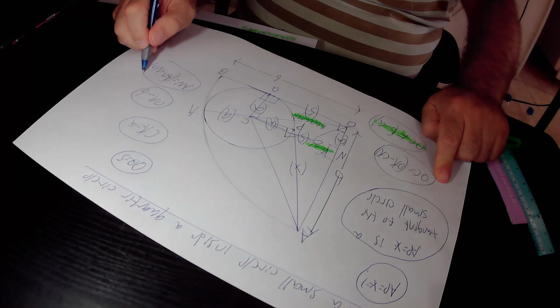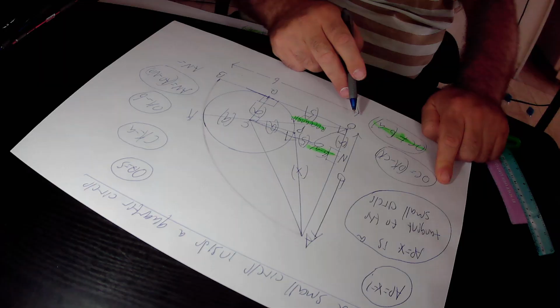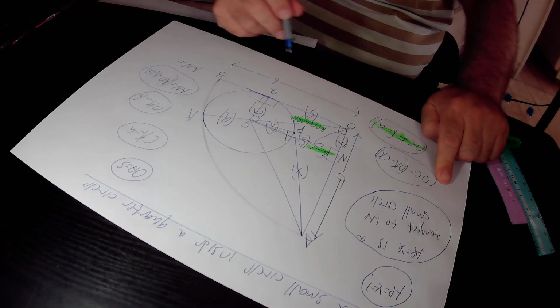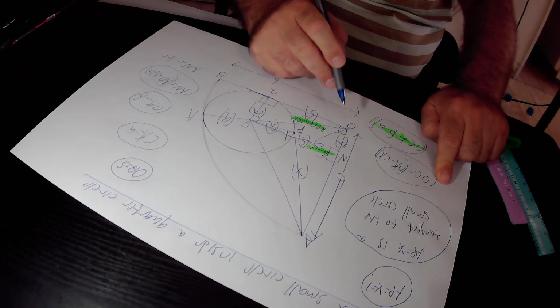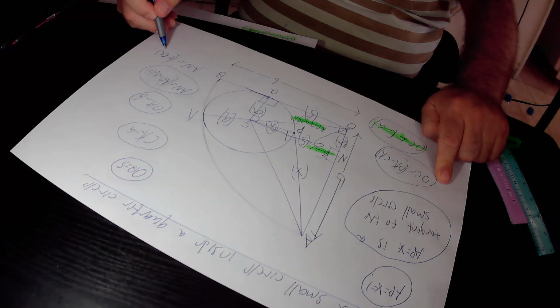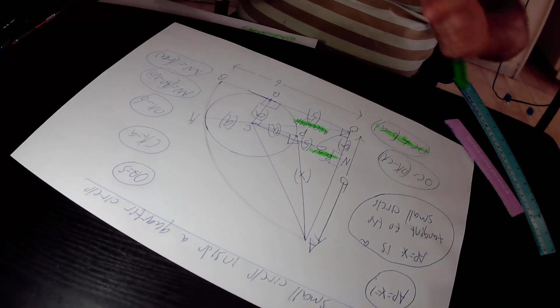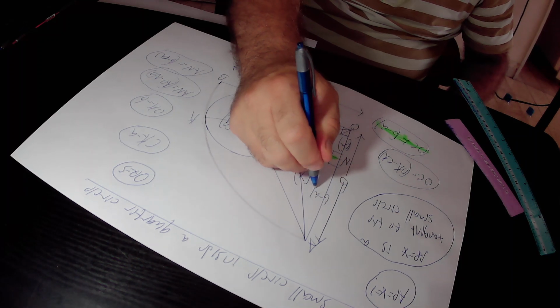So AN in total equals AO. AO is the radius of the quarter circle, that is B, minus NO. NO equals A. So in total, AN equals B minus A units in its length.